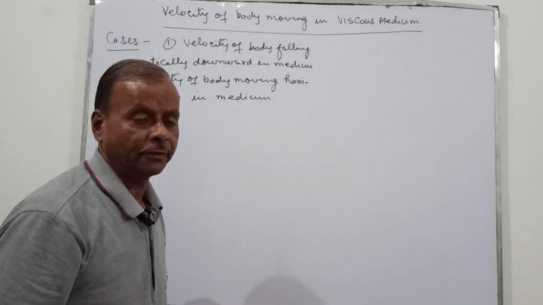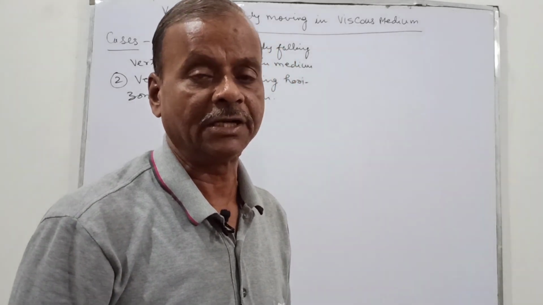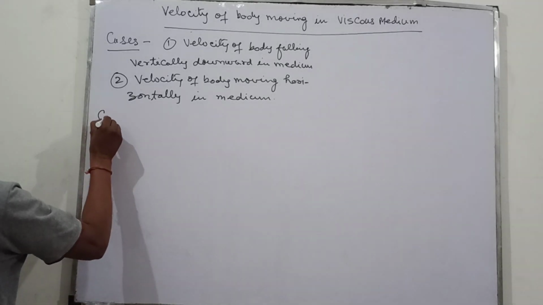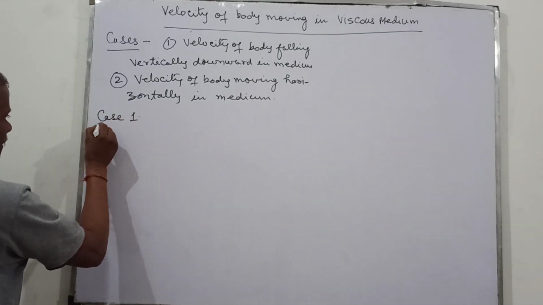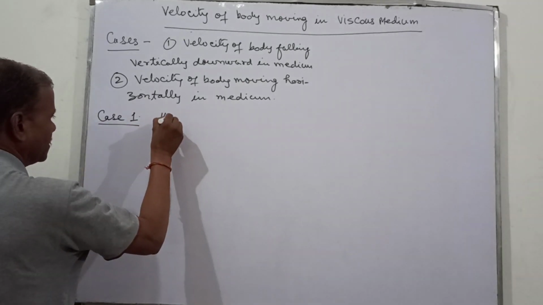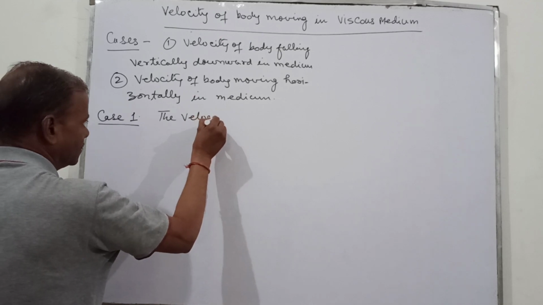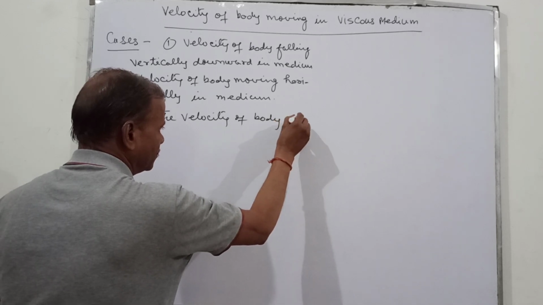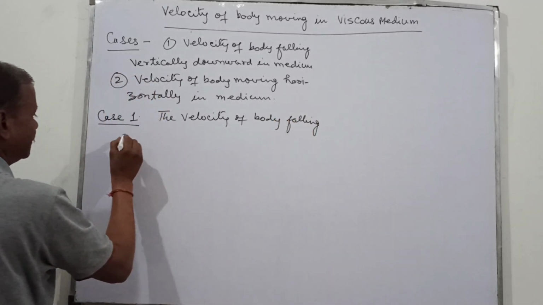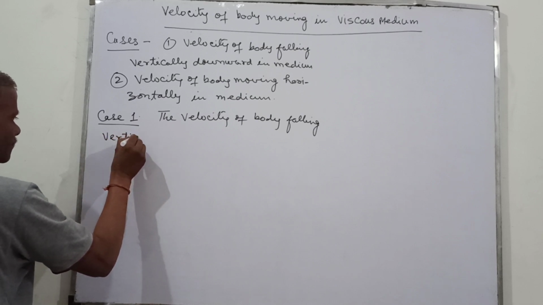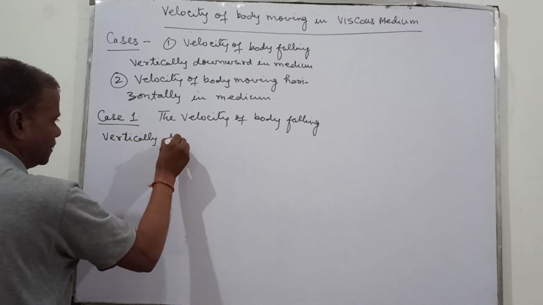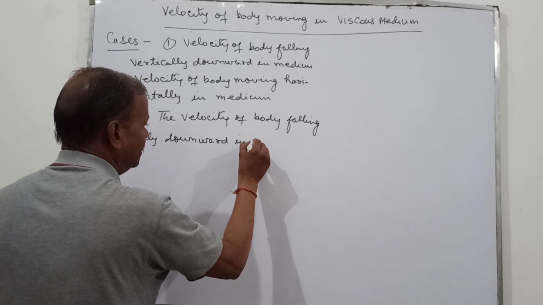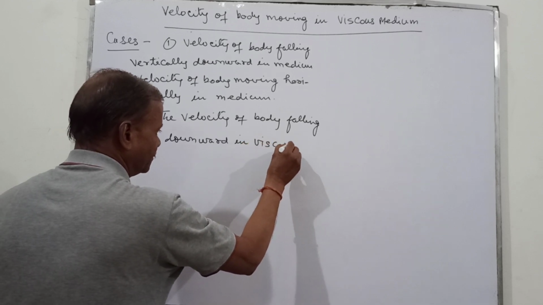So we will take the case one by one. First we are taking when the body is falling vertically downward in the viscous medium. So now case 1. The velocity of body falling vertically downward in viscous medium.